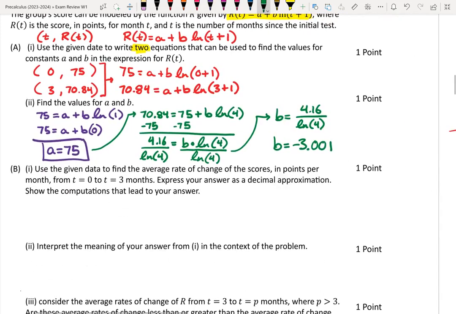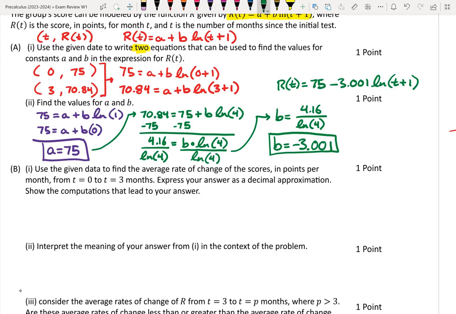Now let's go ahead and write the equation then, the equation that we're going to be using. So that would be R of t. They don't ask for it, but I'm going to go ahead and write it. So R of t is equal to A was 75 minus 3.001 natural log of t plus 1. That is our equation.